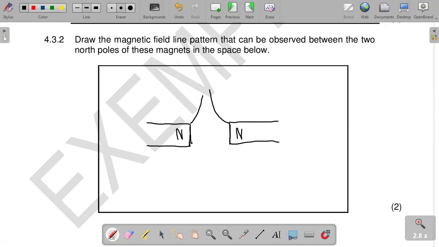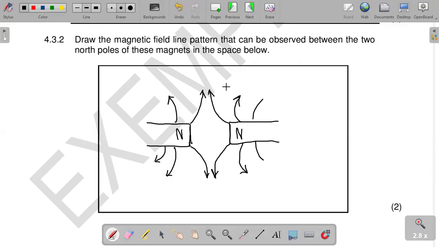So remember what I said. I said the field lines go from north to south. Okay, so they go like this, from north to south. So now the field lines will be pointing from north to south like this.